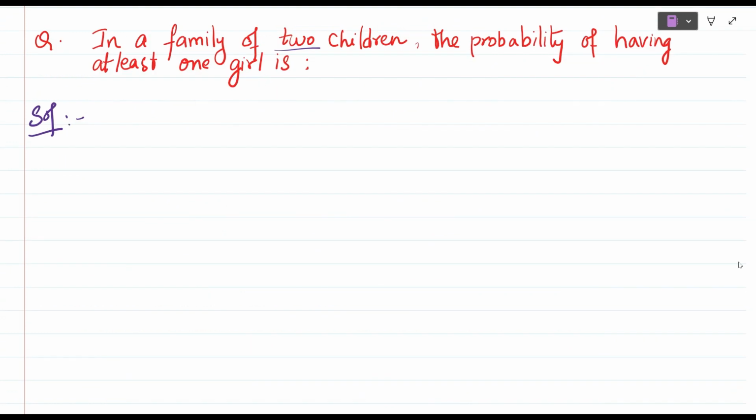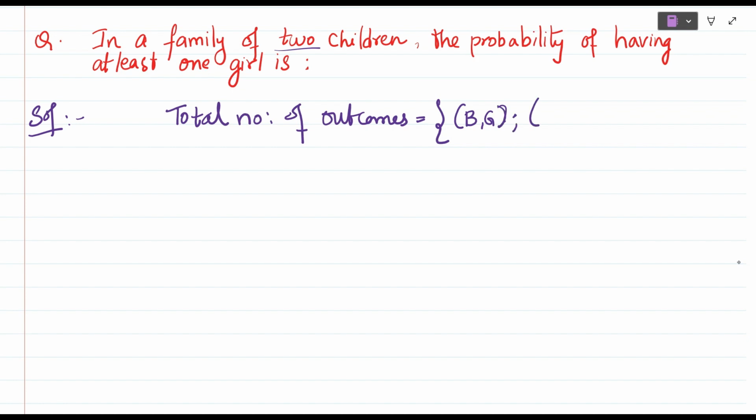The next question is, in a family of 2 children, the probability of having at least one girl. Suppose we are having 2 children, students. So how many chances can be there? Let us write the total number of outcomes. How many outcomes will we have? They may have one boy and one girl. Or they may have 2 boys. Or they may have 2 girls. Or they may have a girl and a boy. Right. So total how many chances are there? So 4 chances are there.